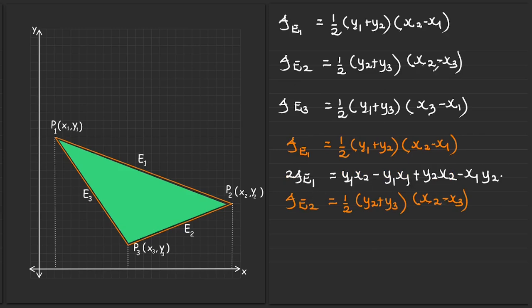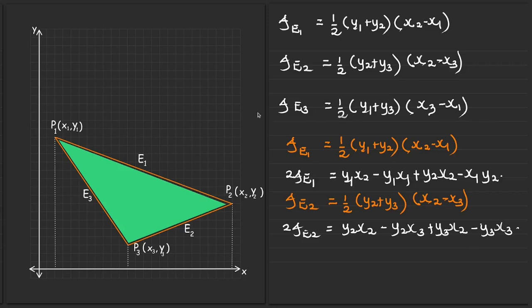So for this second equation as well, we are going to do the same thing. This 2 should come to the left hand side so that we have 2 times the area of E2, which is equal to y2 times x2. We have y2 x2, then y2 times x3, we have a negative y2 x3. Then y3 times x2 gives us a positive y3 x2, then y3 times x3 gives us a negative y3 x3.